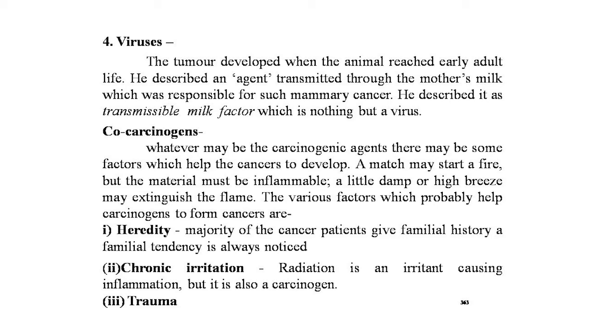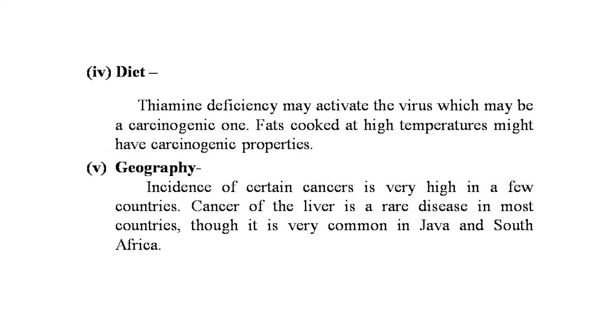Second is the chronic irritation. Radiation is an irritant causing inflammation, but it is also a carcinogen. And third is the trauma, which is important. Next is the diet. Thiamine deficiency may activate the virus, which may be a carcinogenic one. Fat cooked at high temperature might have carcinogenic properties. Always remember, high temperature cooking has carcinogenic properties.